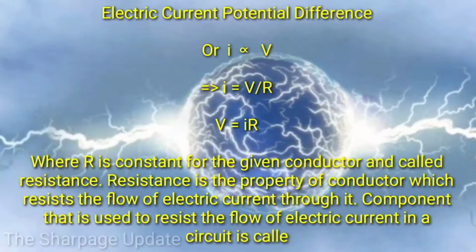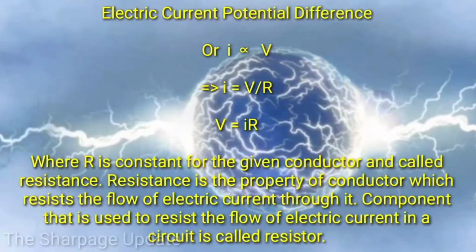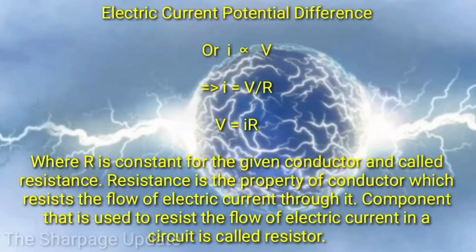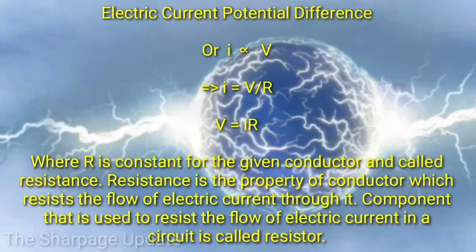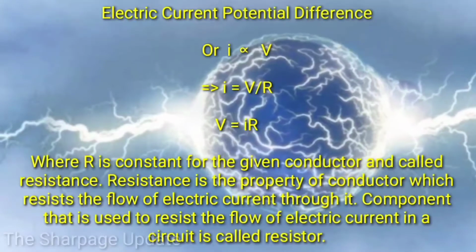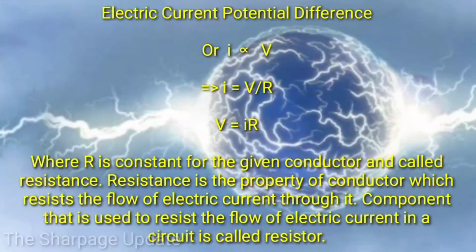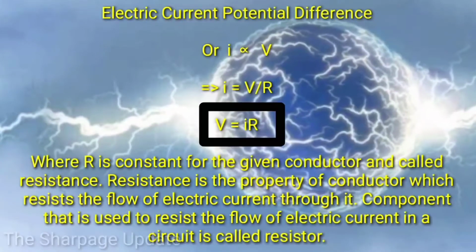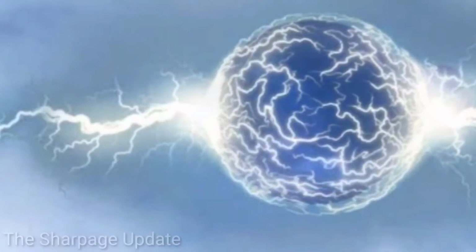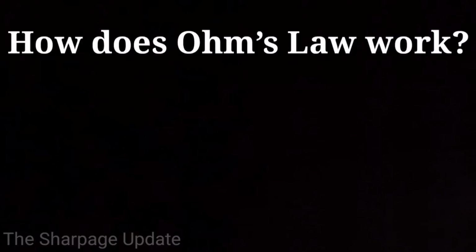So resistance is the property of a conductor which resists the flow of electric current through it, and a component that is used to resist the flow of electric current in a circuit is called a resistor. So the formula for Ohm's law is V is equal to IR. Dear students, the SI unit of resistance is ohm.